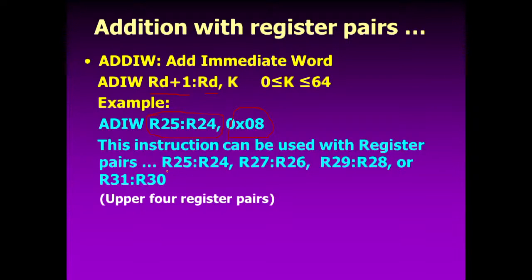Right? Similarly, you can use register pairs like R25 R24, R27 R26, R29 R28, or R31 R30. So this ADIW is available only for the upper 4 register pairs. That means it is not available for R0, R1, R2, R3, R4, R5, R16, R17 and all that, but it is only available from R24 to R31.